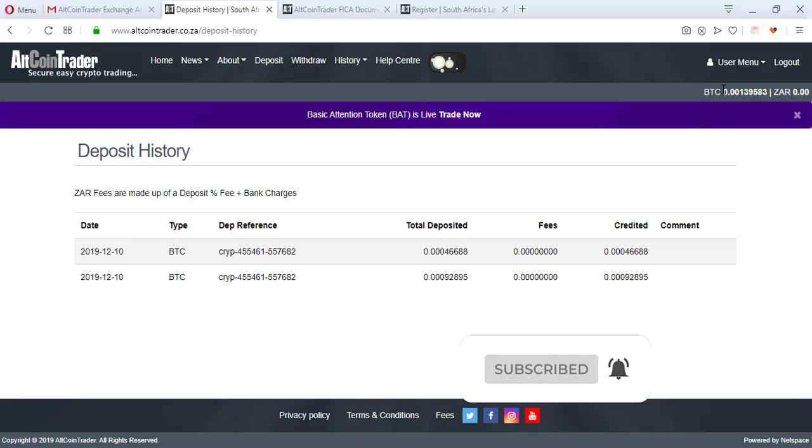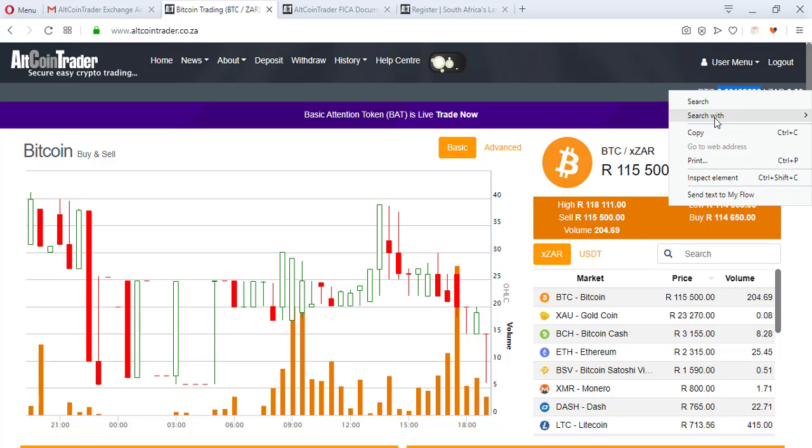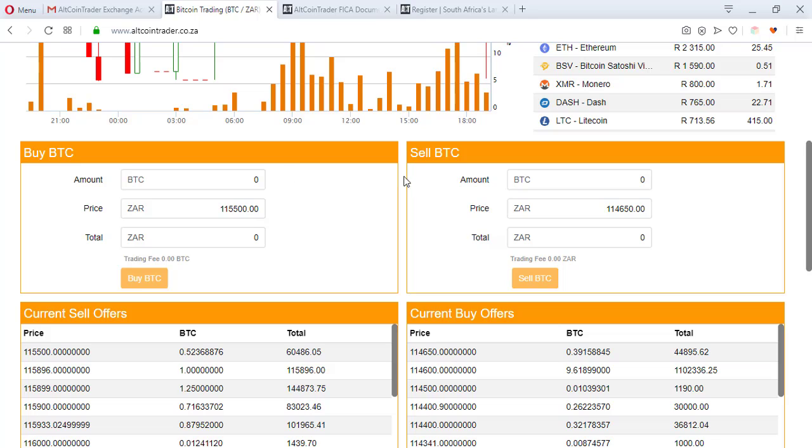Now I can see that the balance of my BTC is 0.00139, and those are the numbers. If I want to see how much this Bitcoin is in rands, I can go to home. This is another way you can do it: go to home, copy this amount of Bitcoin, then go to sell Bitcoin and paste it. Now you can see that my Bitcoin is worth 160 Rand.